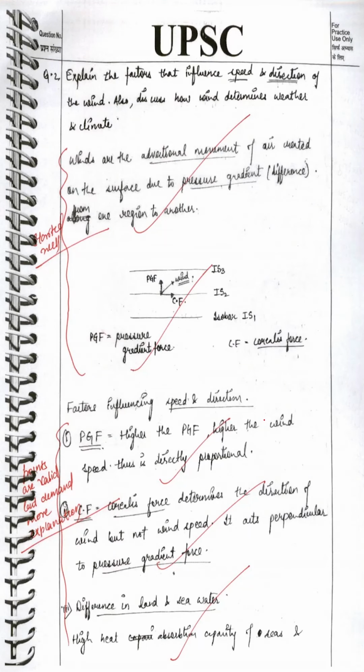The question here is: explain the factors that influence the speed and direction of the wind. Also discuss how wind determines weather and climate. A quite simple question this is. It belongs to the climatology part in the geography section, a part of physical geography. It is demanding the factors that influence the speed and direction of the wind, and also how wind determines weather and climate.